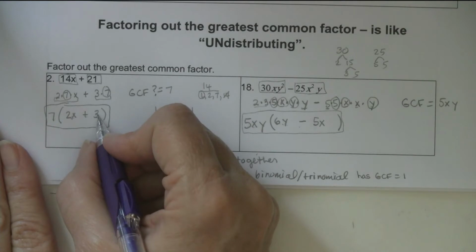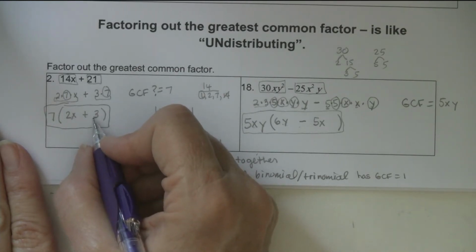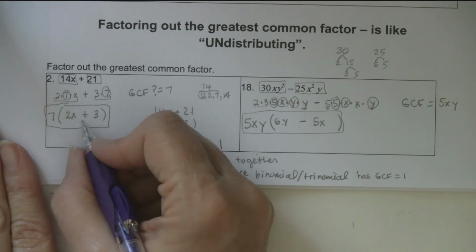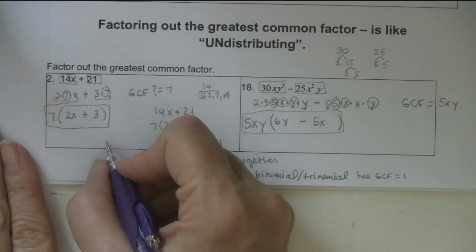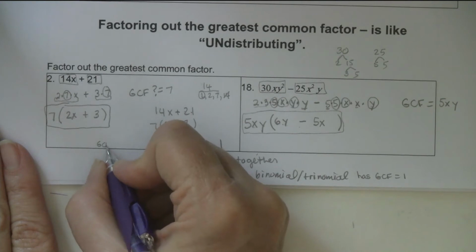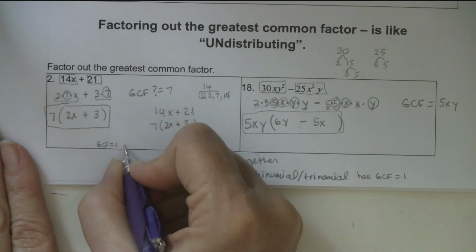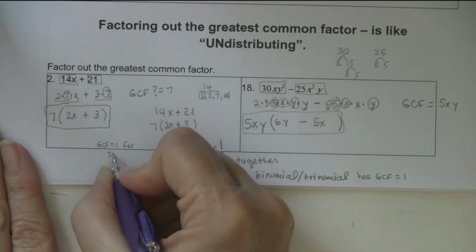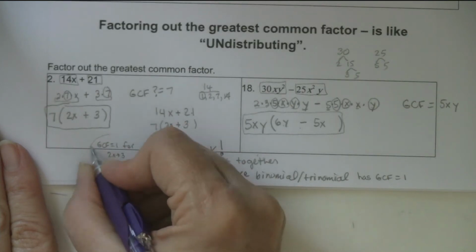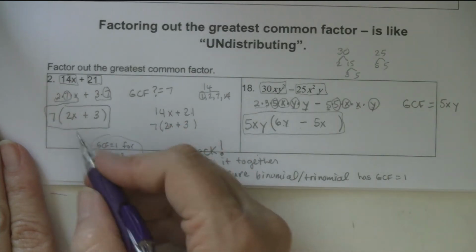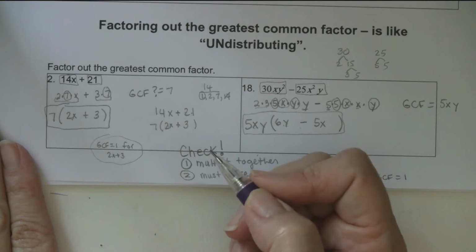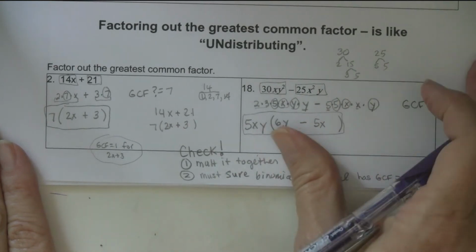2 doesn't go into 3, but 1 goes into 3. 1 goes into everything. So for this binomial, 2x plus 3, the greatest common factor equals 1. And that's good, because you want the greatest common factor of your binomial to be 1. The only thing that should go into it is 1.